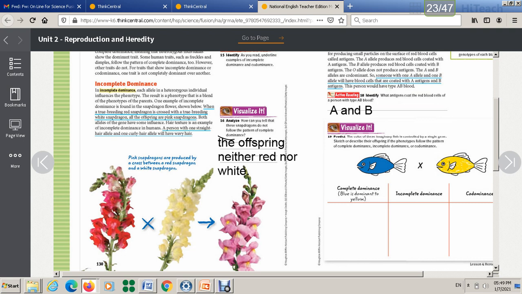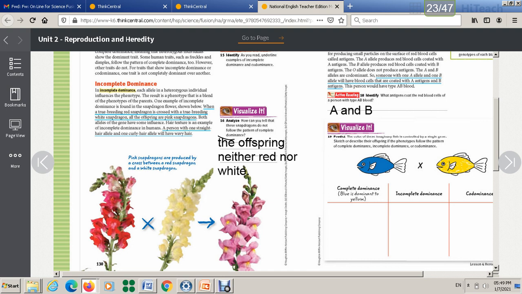Okay, now let's look at this table here, which is 15. The color of this imaginary fish is controlled by a single gene. So a single gene is responsible for blue and yellow. Then sketch or describe their offspring if the phenotype follows the pattern of complete dominance, incomplete dominance, and codominance. So imagine now it's a gene. One of these parents is blue, the other one is yellow.